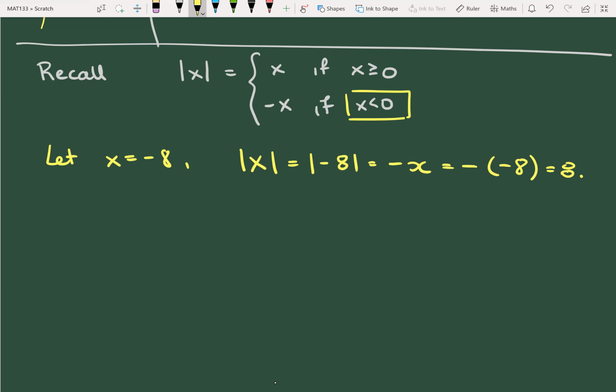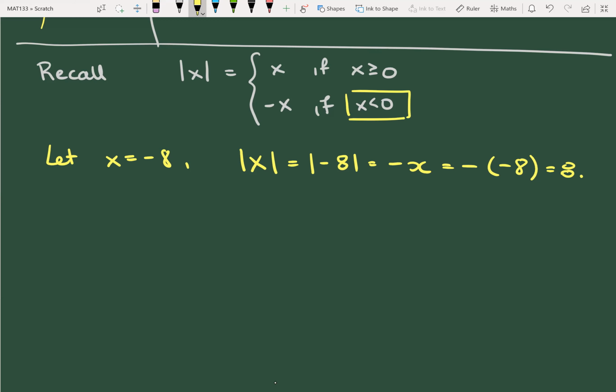So what I want you to do is stare at this piecewise function and realize what it's saying. If x is already greater than or equal to 0, don't do anything. The absolute value of that number is just itself. If that number is less than 0, then put another minus sign in front of it to now make it positive.